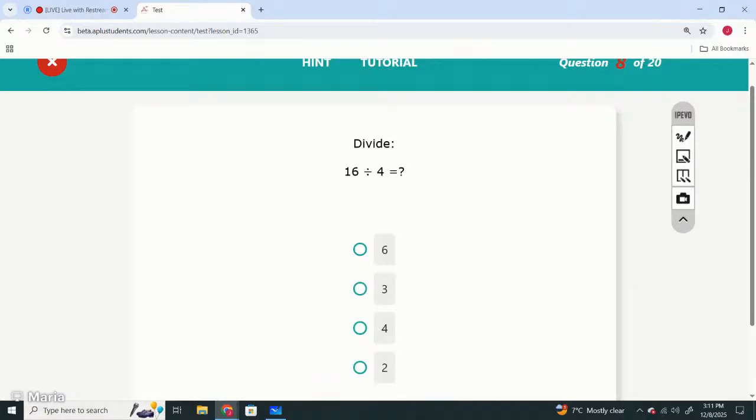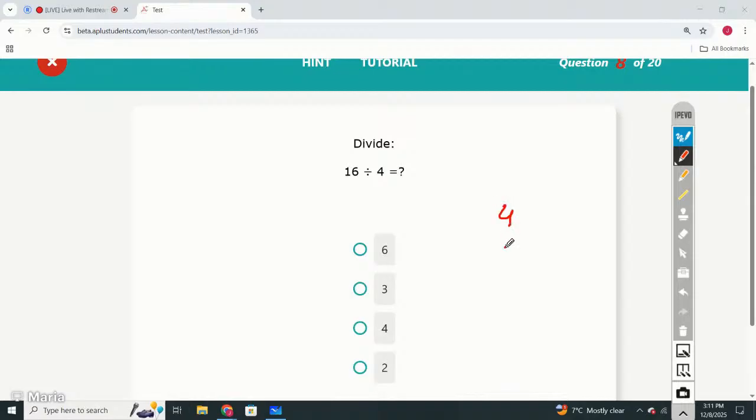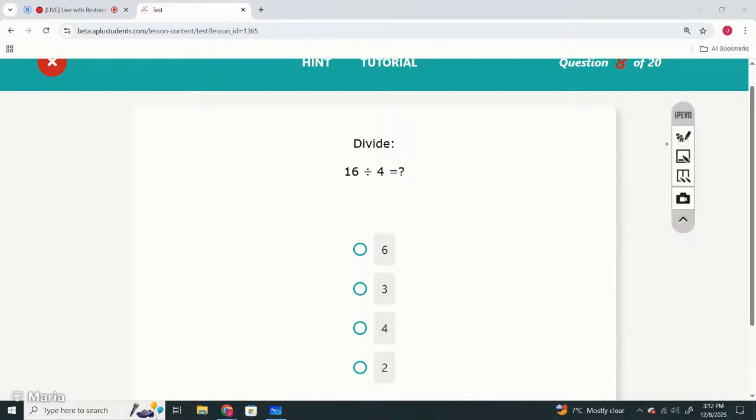16 divided by 4, you need to count a table of 4 until 16. So let's skip count by 4s, right? 4, 8, 12, and 16. You skip counted 4 times: 1, 2, 3, 4. So 16 divided by 4 is 4. Option number 3 is the correct option.